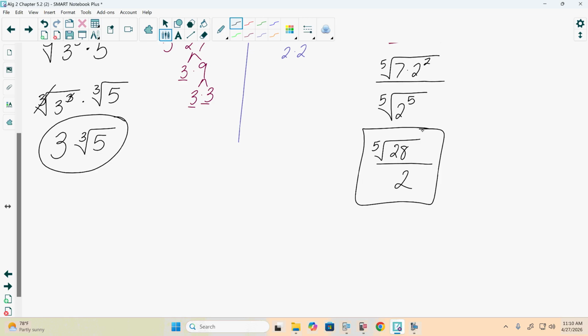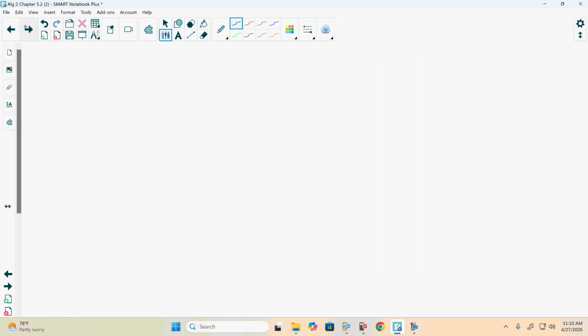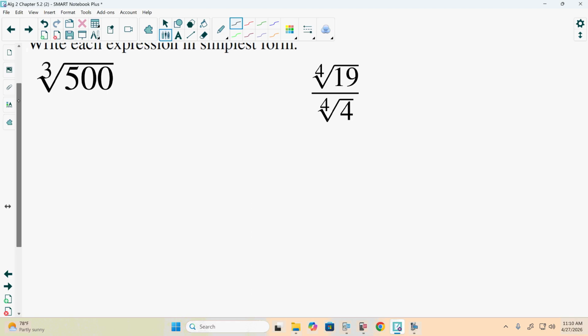Questions on this here? Cubed root of 500.